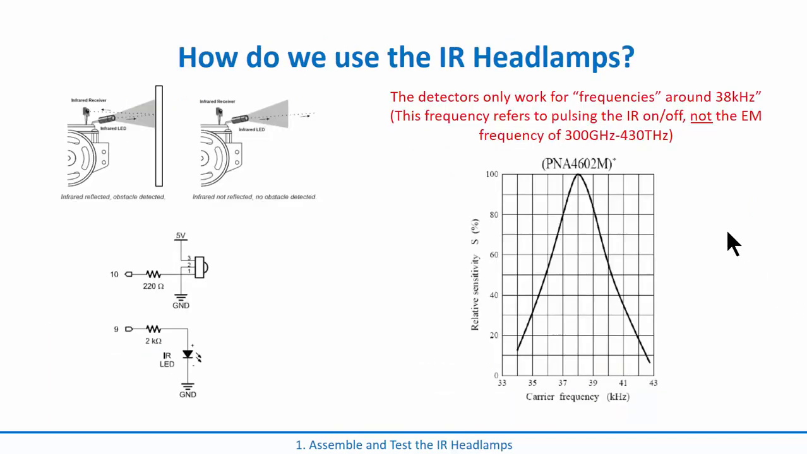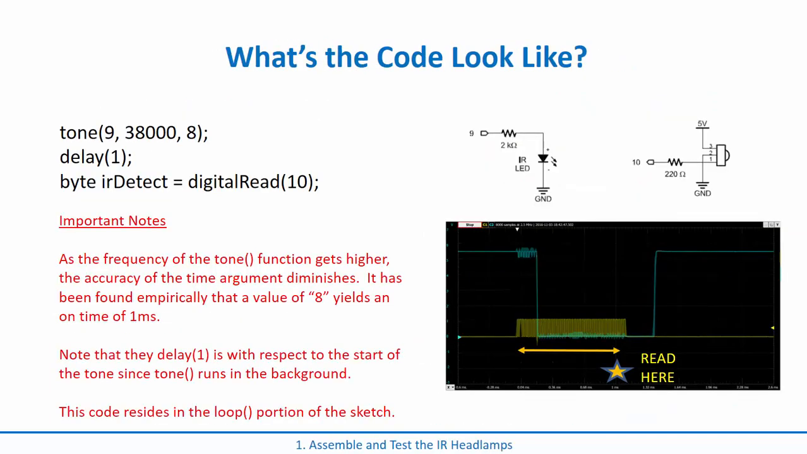Okay, so that's how it works. And let's see. You say, how do you do this code? Well, it's crazy simple, because we can actually use the tone function. So if you think about turning on this tone, all we do is use tone pin 9, 38,000 hertz, 38 kilohertz, except for one little weird thing.